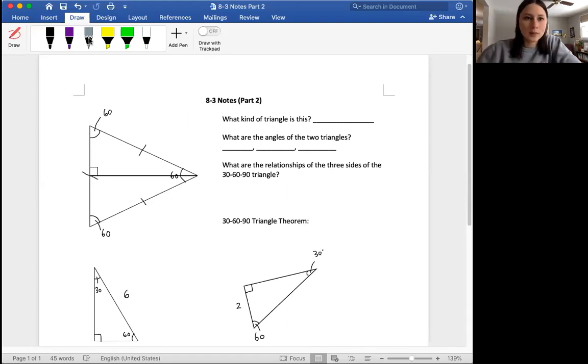And before we talk about that, let's take a look at where it comes from. So this special right triangle is actually half of an equilateral triangle. So look at this triangle here. We know that equilateral triangles have all three of the same sides, and the angles are all congruent.